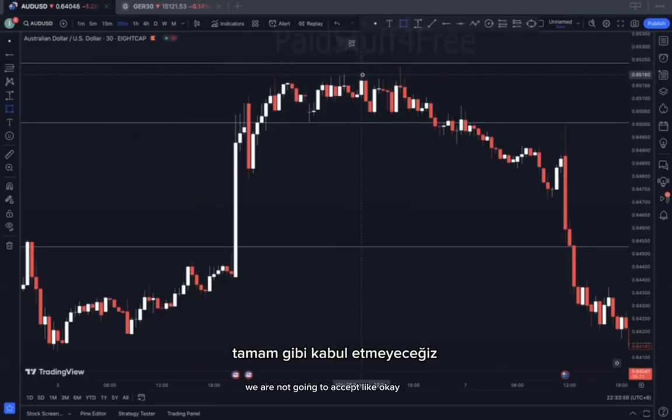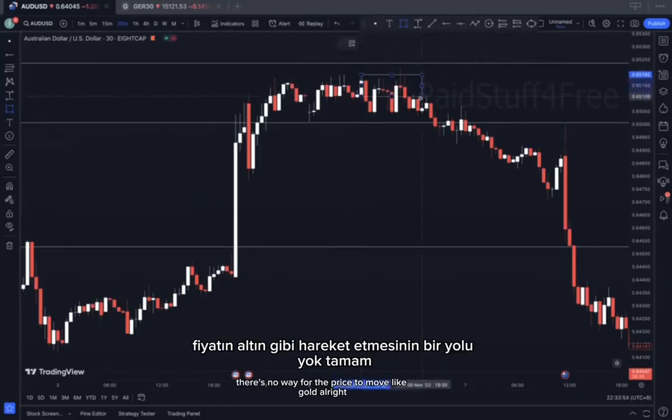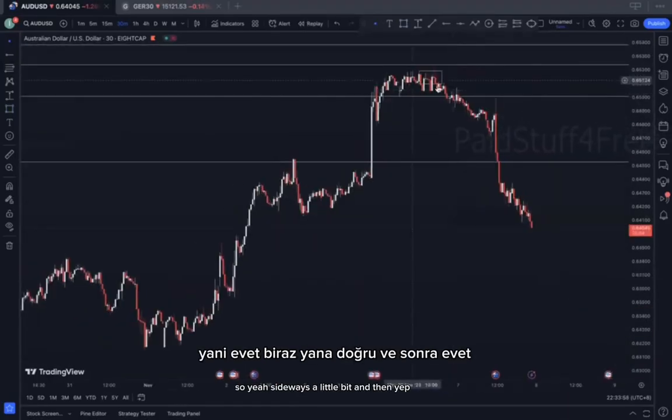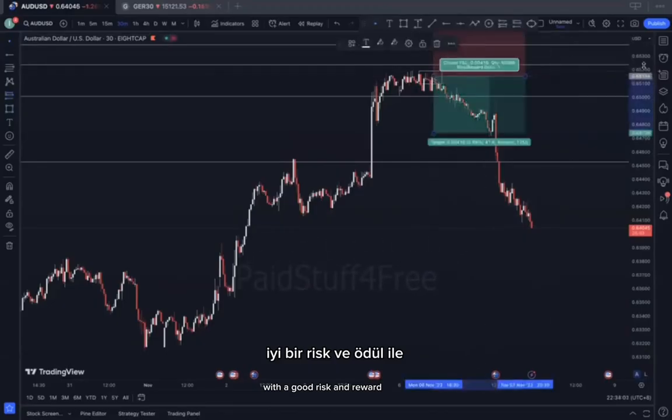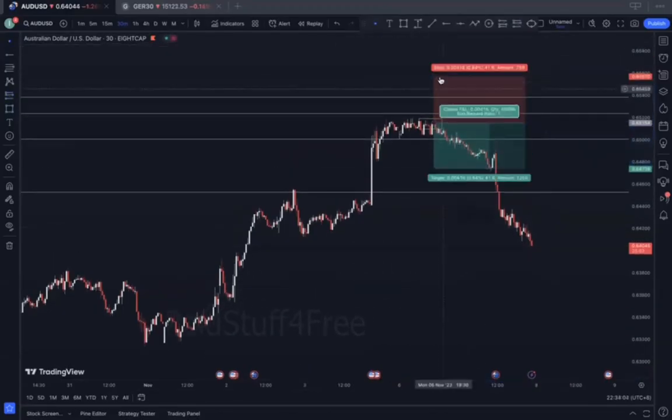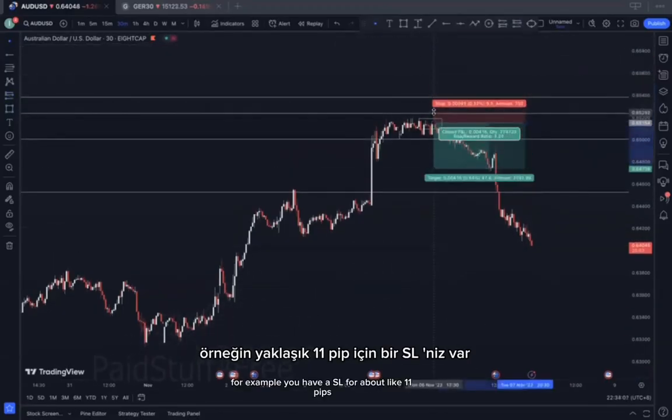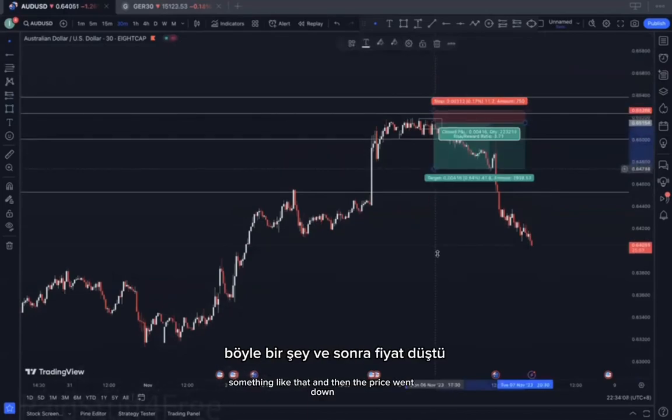We are not going to accept that the price is going to move like gold. No, there's no way for the price to move like gold. So, sideways a little bit, and if you took a sell somewhere around there with a good risk and reward, you're going to have a lot of R actually. For example, you have an SL of about 11 pips, something like that, and then the price went down.